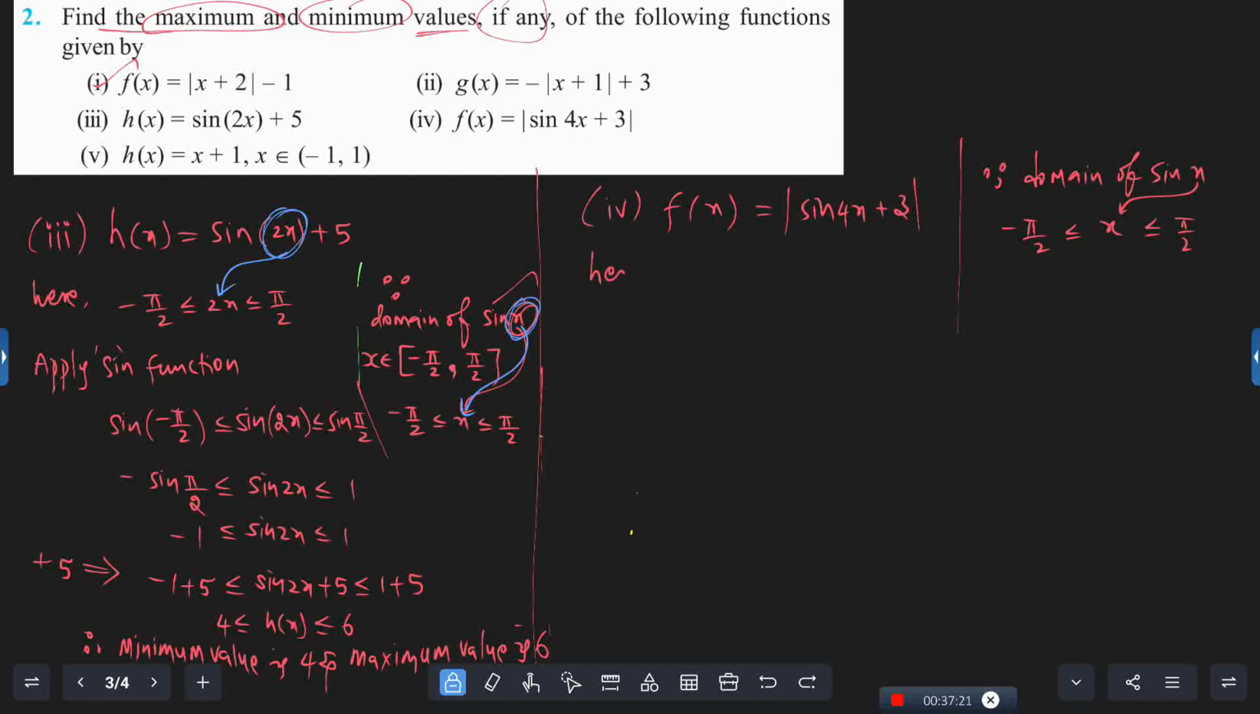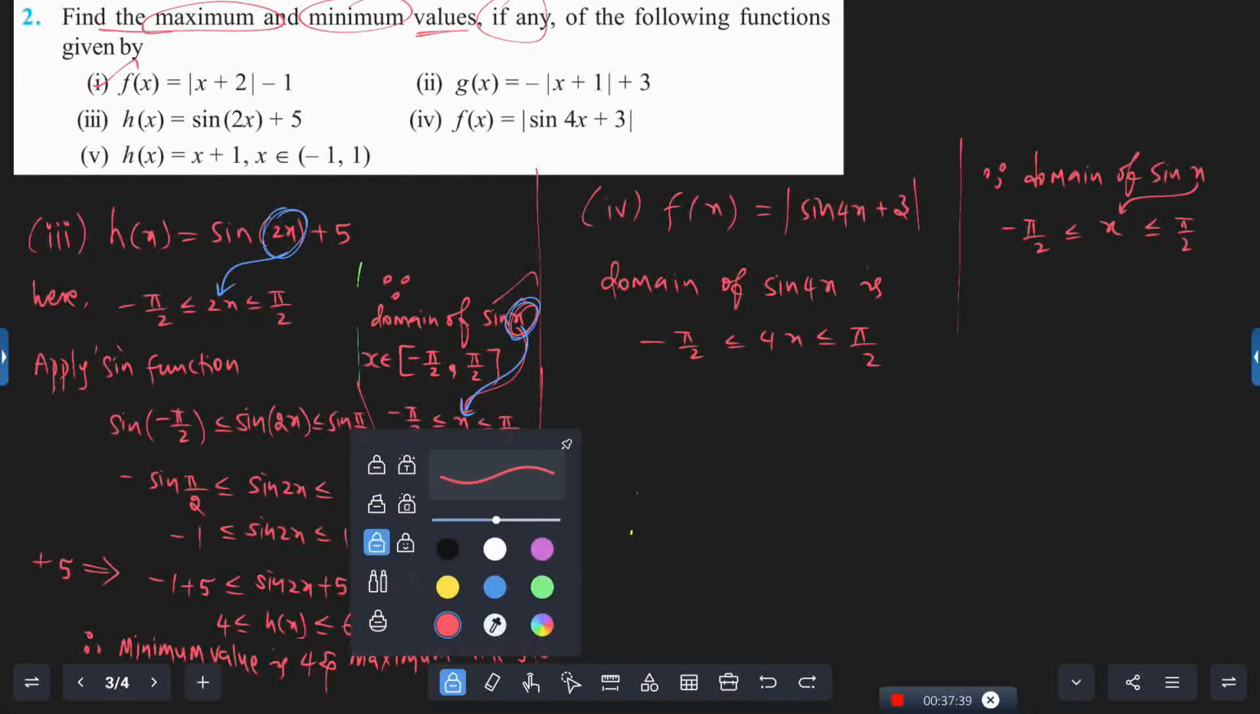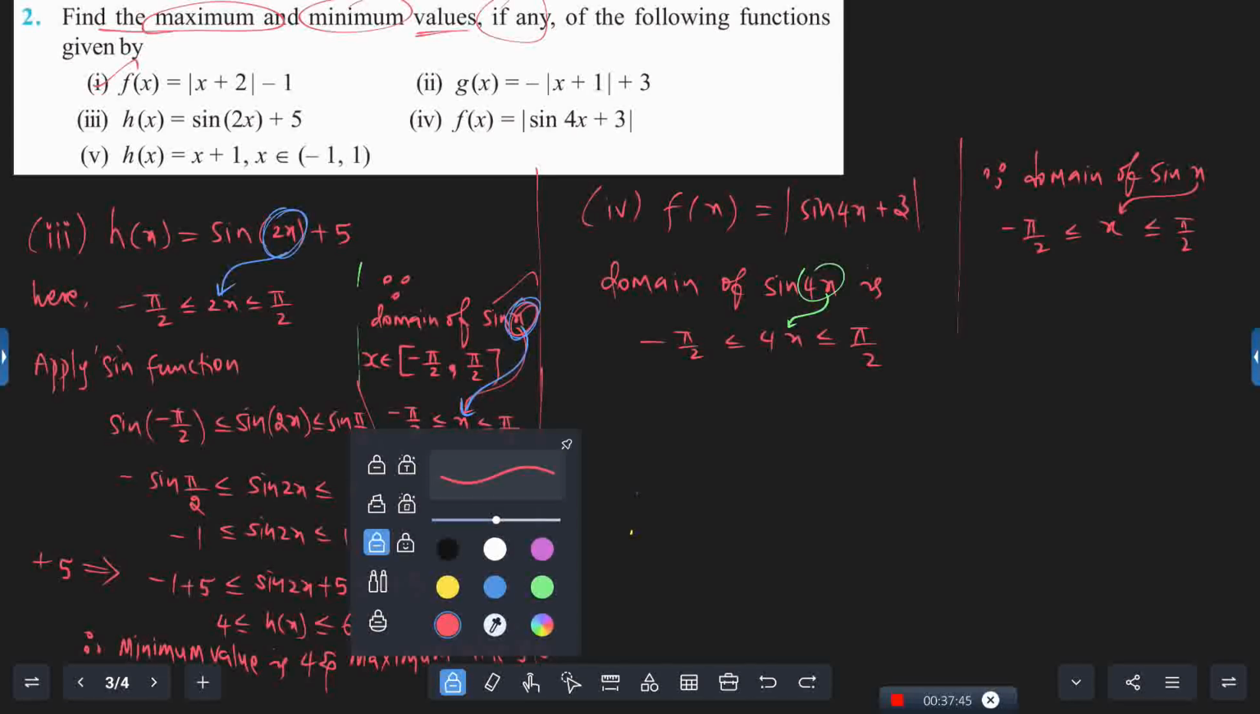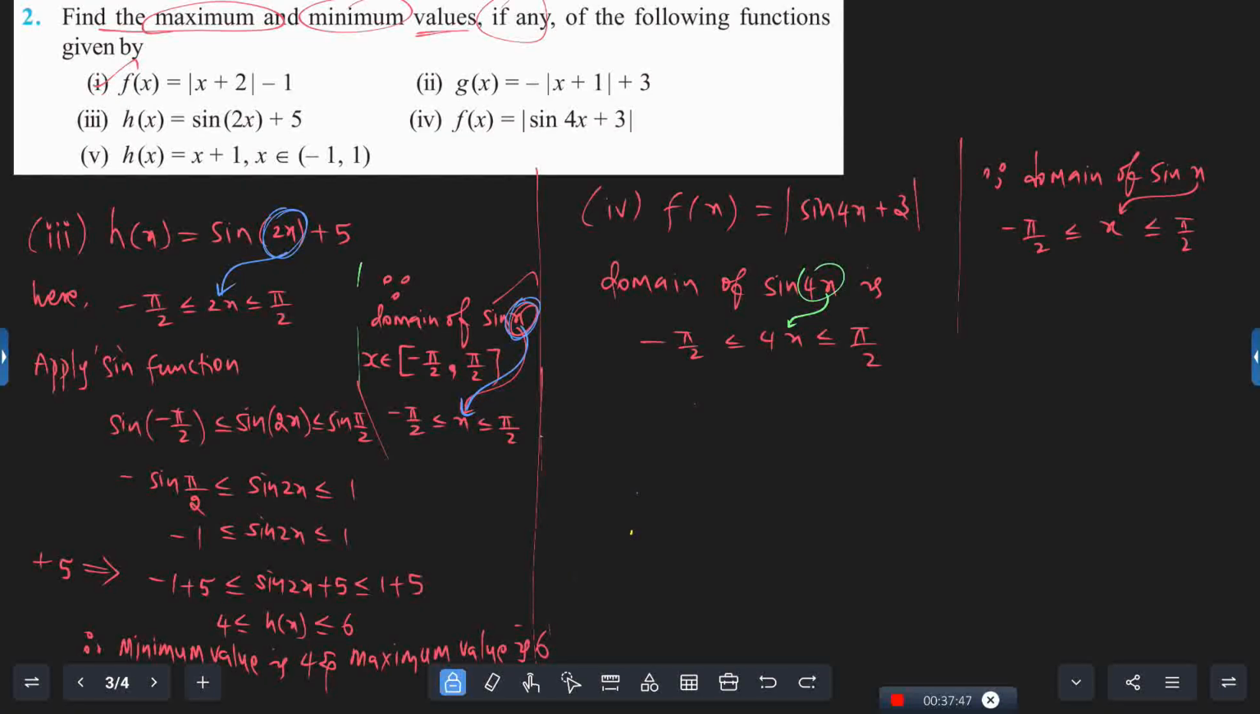Same manner here, domain of sine 4x. Domain of sine 4x is minus pi by 2 less than or equal to 4x less than or equal to plus pi by 2. So what I said, the 4x will be coming as it is here. Okay. Now apply. Suppose if you are doing wrong, I mean if you give x only after multiplying by 4, you will be getting the same answer on both sides, 0, 0 or something. Be careful.